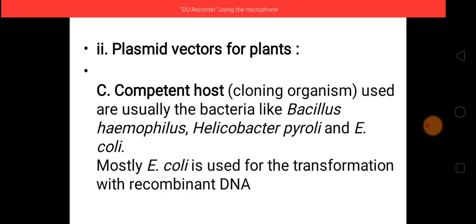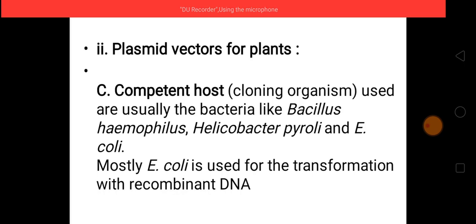So the Ti plasmid inserts the desired gene itself into the chromosome of the infected plant cell. A plant cell containing the desired DNA can then be grown in culture to form a new transgenic plant. So it is the most important plasmid for integrating the desired gene into higher plants. So that is the Ti plasmid.